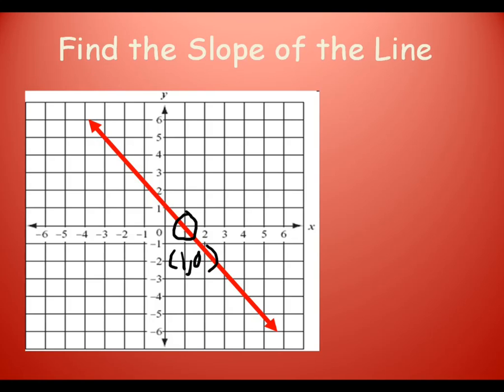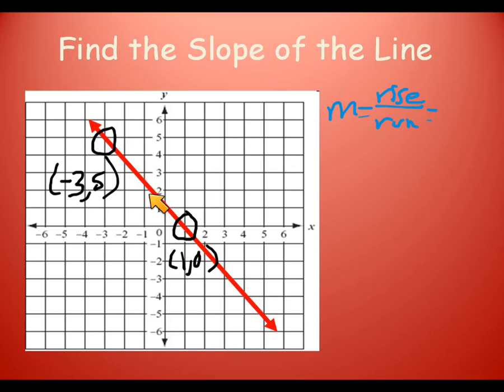What about another one? Yeah, let's go one more than that, I think. Yeah, let's go negative 3, 5. So let's find the slope of this line. Let's do it first by rise over run. Okay? By rise, how much I go up or down, divided by how much I go left or right.